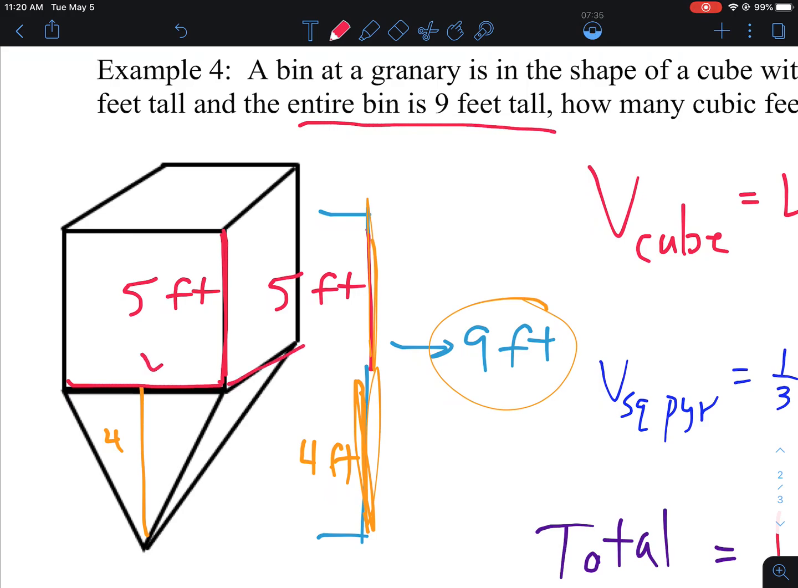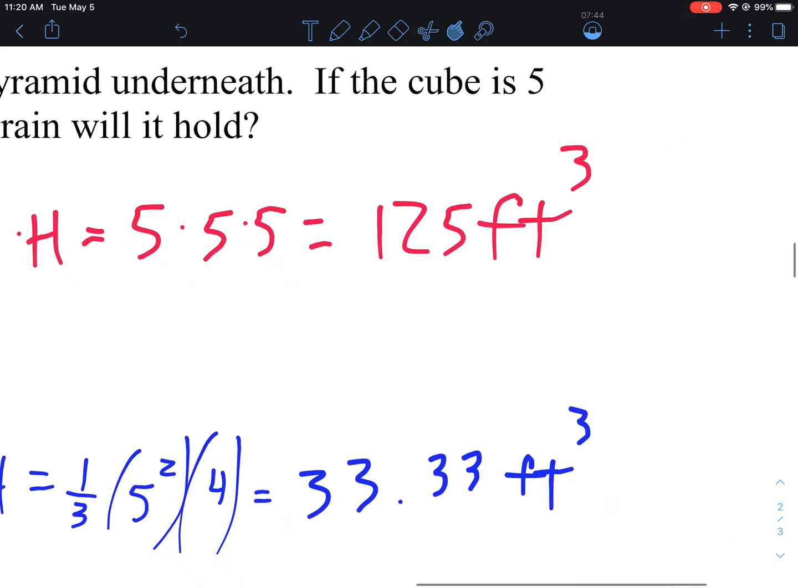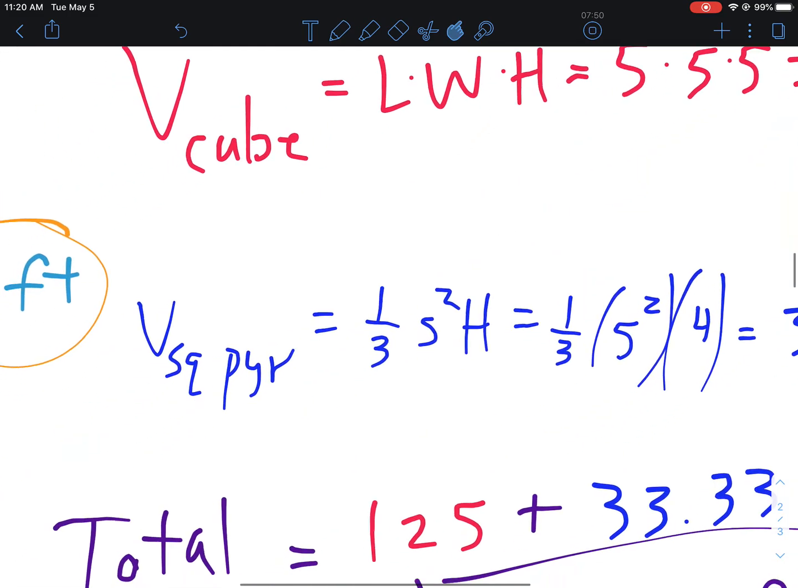The volume of a cube or a square prism would be length times width times height, which are all 5. So this is where the term cubing comes from, because this is the same as 5 cubed, or 5 to the 3rd power, and that's 125 for the cube.